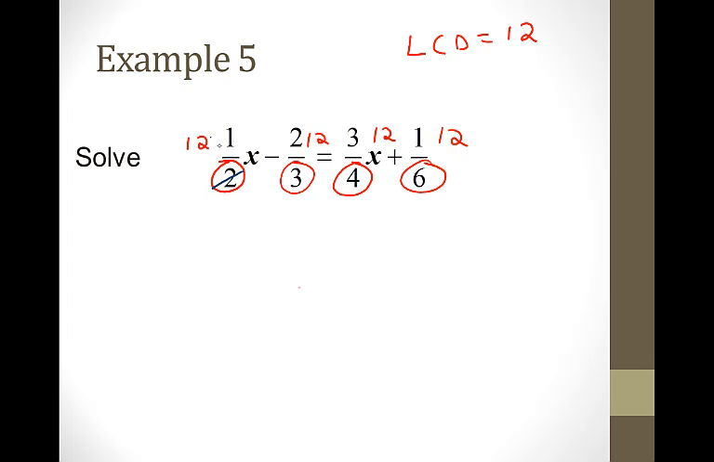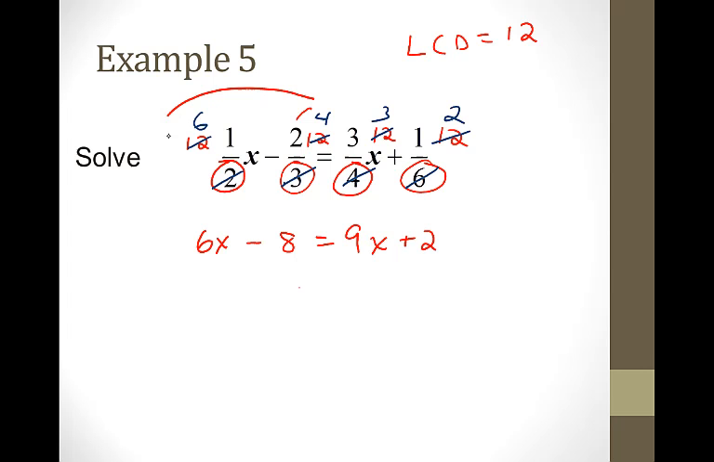Okay, so 2 goes into 12 6 times. 3 goes into 12 4 times. 4 goes into 12 3 times. And 6 goes into 12 2 times. And then 6 times 1 gives me the 6x. 4 times 2 gives me the 8. So minus 8 equals. And 3 times 3 is 9. And then 2 times 1 is 2. Oh, sorry, 9x. Don't leave out the x. Plus 2. I know it looks a little sloppy up here. So you may need to rewrite that step sort of to make your notes look neat.